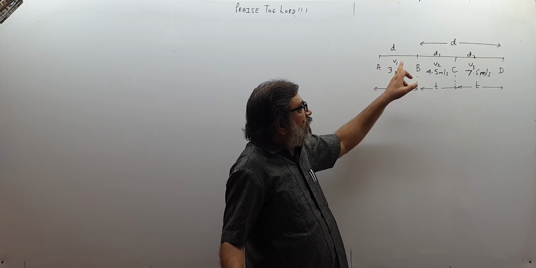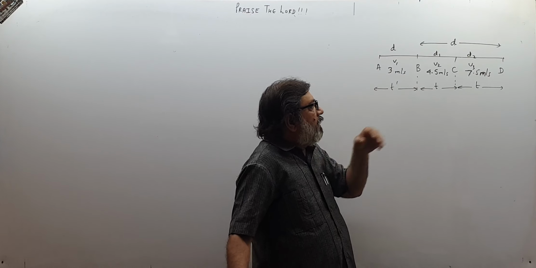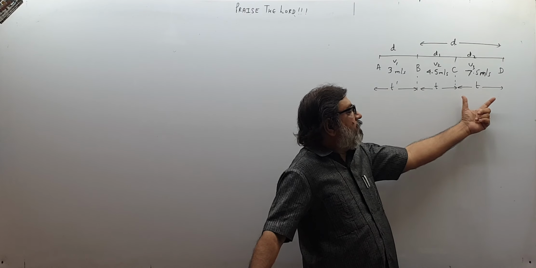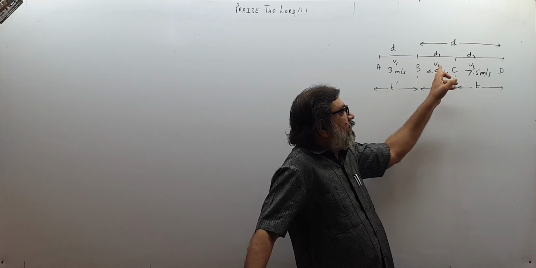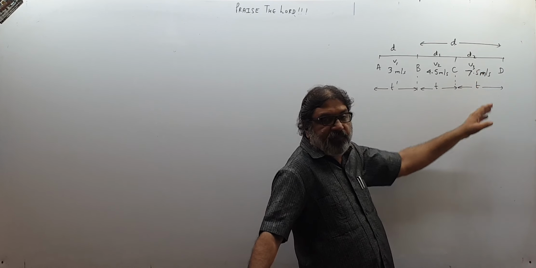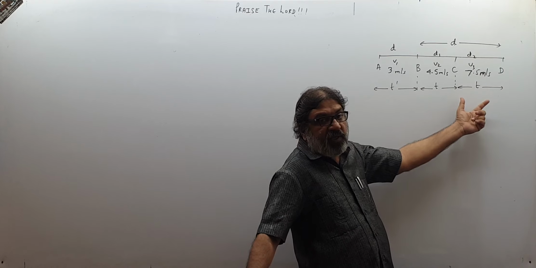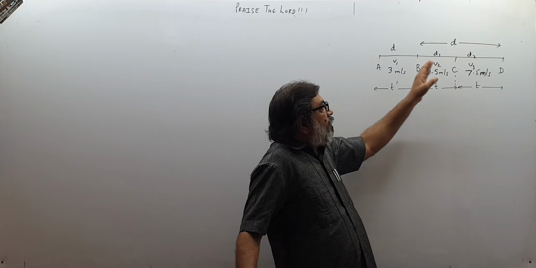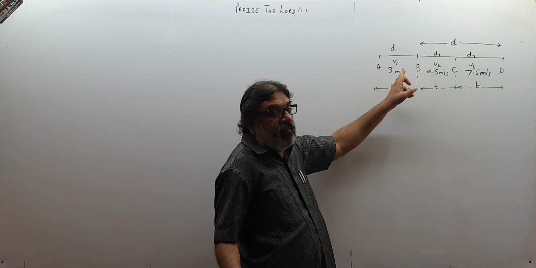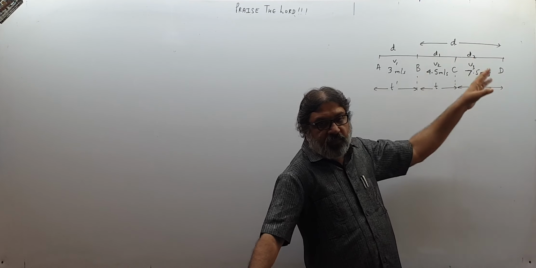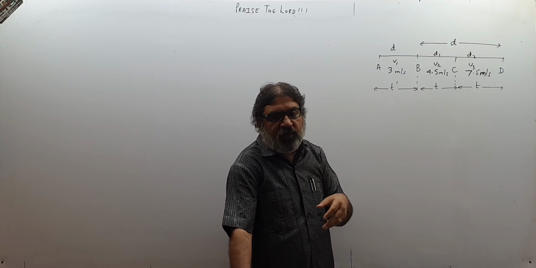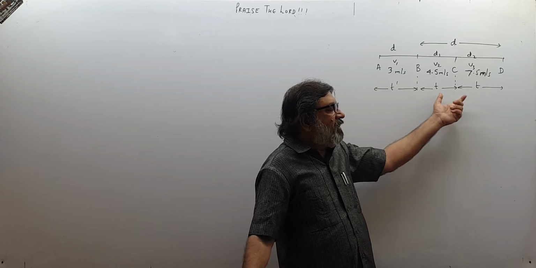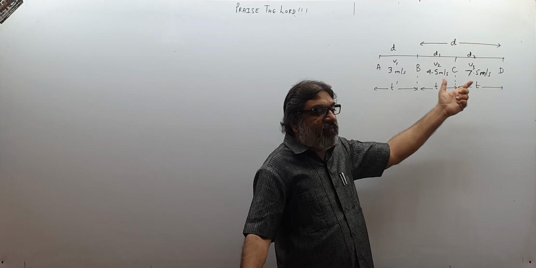So for the first half distance, the body goes with speed V1, 3 meter per second. Then the remaining half distance is covered in two equal time intervals, T and T. For the first portion it goes with speed V2 and in the other portion with speed V3. So in equal times it travels distances BC and CD with speeds V2 and V3.